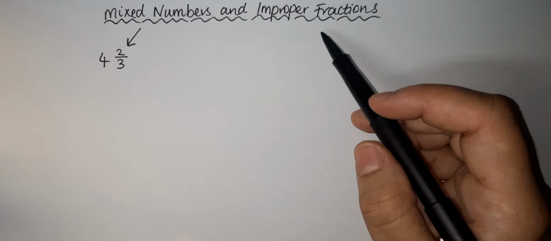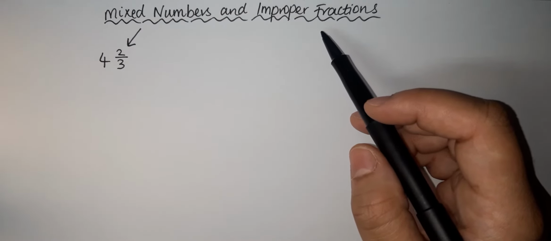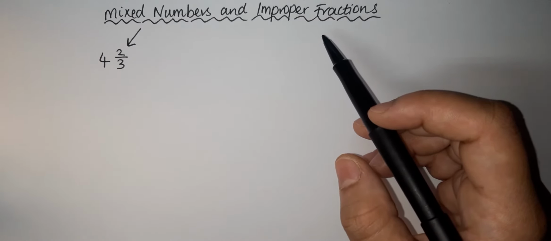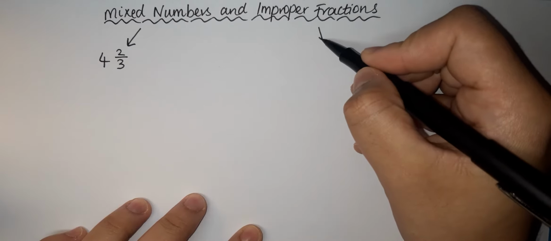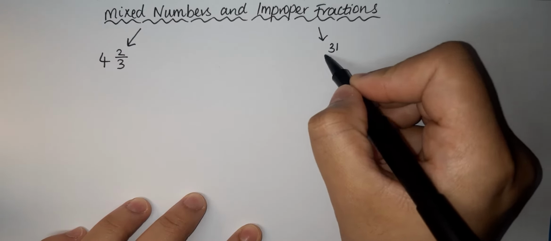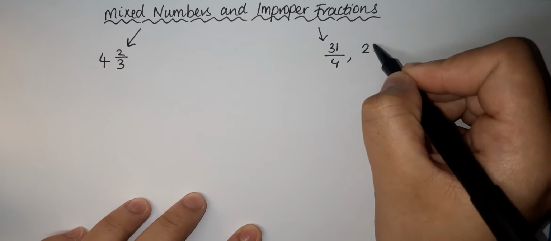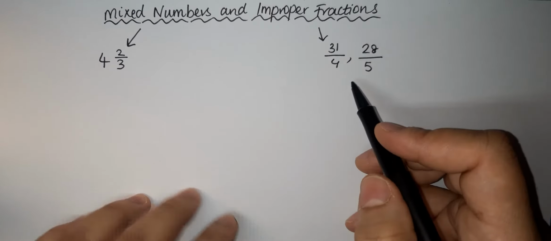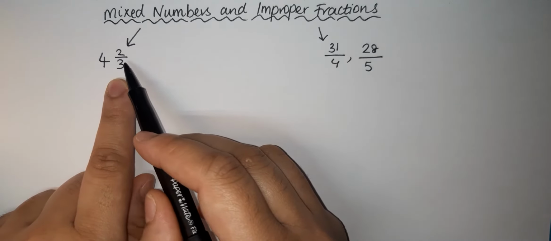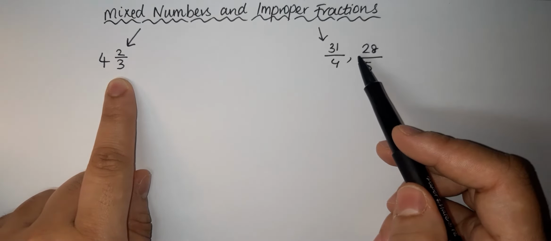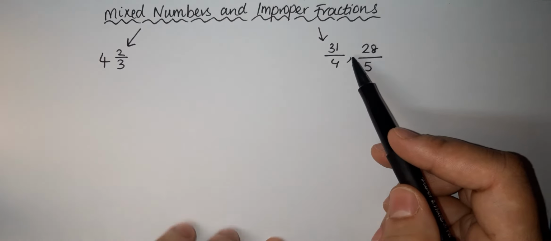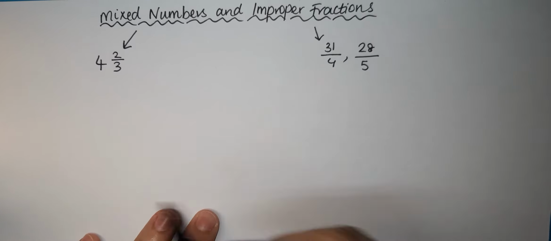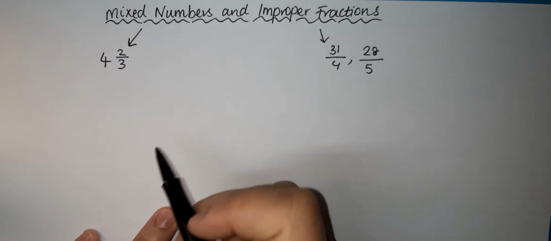And an improper fraction is one where the top number of the fraction, the numerator, is larger than the denominator. So for example, 31 over 4, 28 over 5, something like that. Now, a mixed number can be written as an improper fraction, and improper fractions can be written as a mixed number. So we're going to go through and see how we can do that.